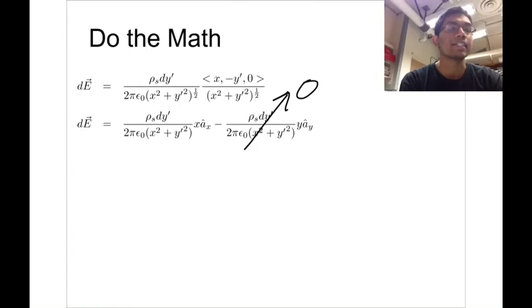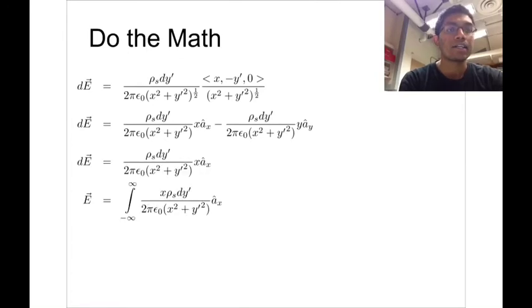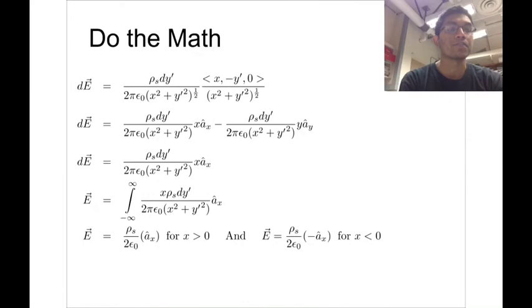Let's actually write that in the integral form. Here you can see the bounds of integration going from negative infinity to infinity on the y-axis. After solving this integral, this is the final solution. For x greater than 0, you have rho s over 2 epsilon in the a hat x direction, and for x less than 0, the same thing except going in the opposite direction.